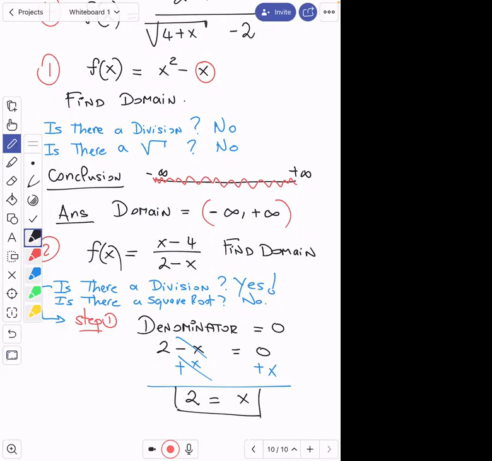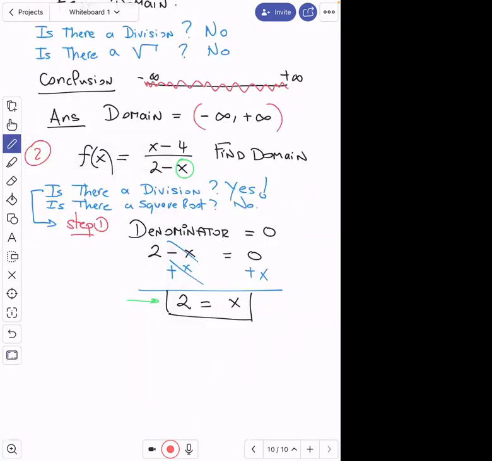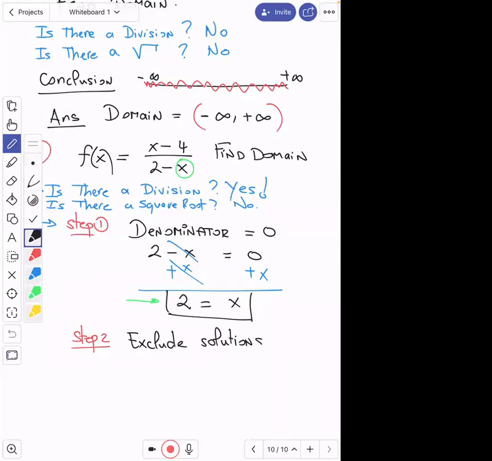So what does it mean x equal to 2? Well, it means that if x is 2, as you can see here, then the denominator is going to be 0, right? 2 minus 2, that'll be 0. And we are not allowed to have 0 in the denominator, right? So there's a problem with the number 2, because we have to exclude. So in step number 2, we have to exclude the solutions from the domain.